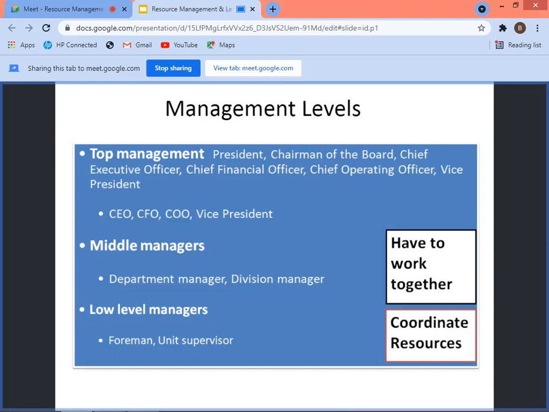Okay, moving on. Management levels. There is what you call top management. This is president, chairman of the board, CEO, CFO, chief operating officer, vice president. Other companies also have a CLO. You know what CLO is? Chief Learning Officer. Here we only have training manager, learning and development manager in the Philippines, especially in the call centers, outsourcing companies. You have middle managers and you have low level managers like the supervisor, the foreman.